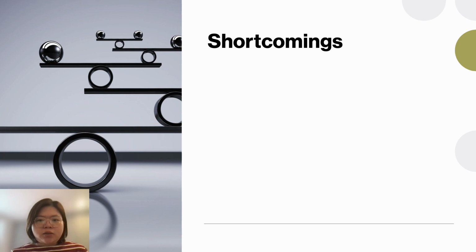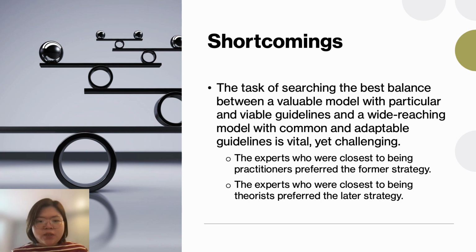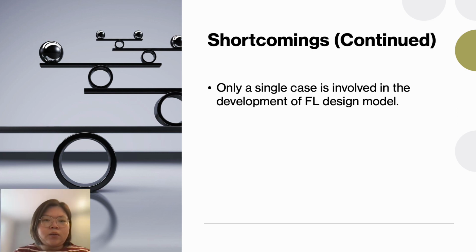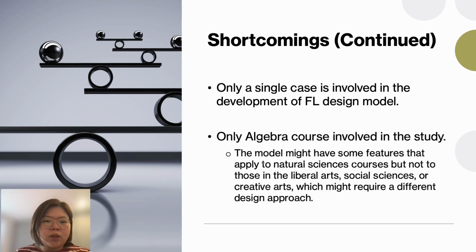How about the shortcomings in the research study? In general, the more specific a model gets, the narrower the applications of the model become. Therefore, it is very challenging to find the best balance between a useful model with specific and practical guidelines and a wide-reaching model with general and flexible guidelines. Only a single case is involved in the development of the flipped learning design model, which is insufficient. Besides, only an algebra course is involved in the study. The model might have features that can apply to natural science courses, but is not able to apply in others such as liberal arts, social science, or creative arts.